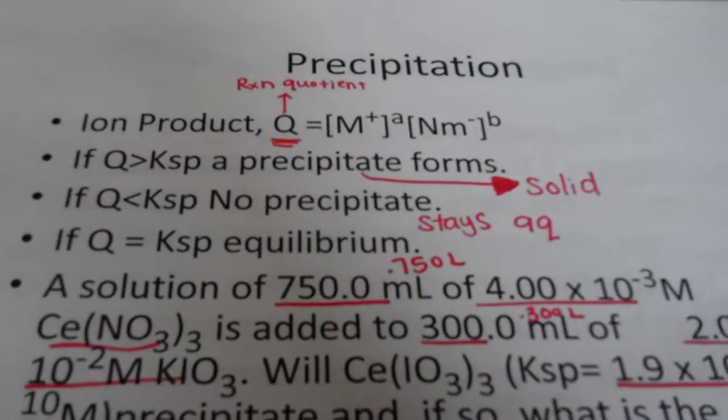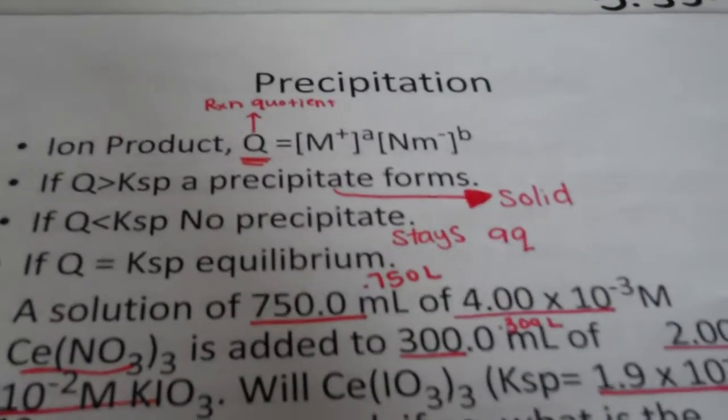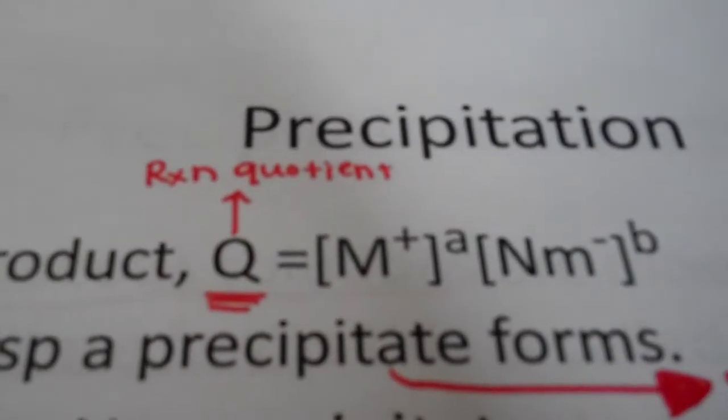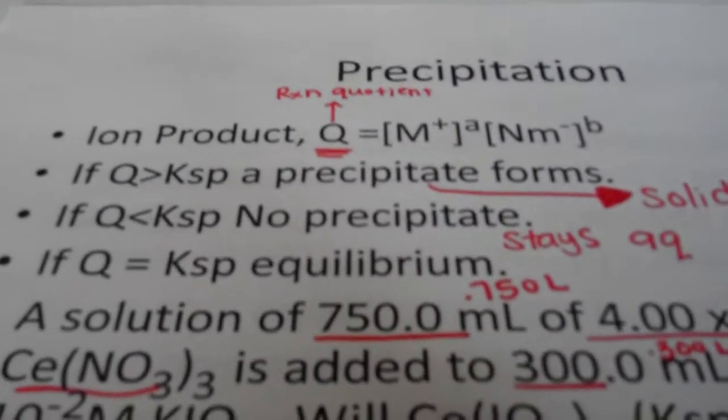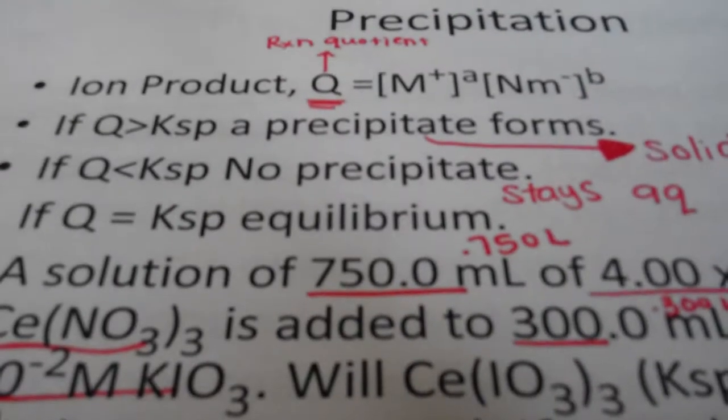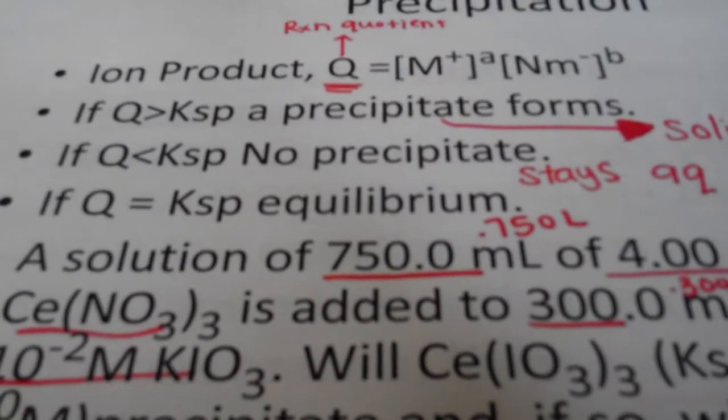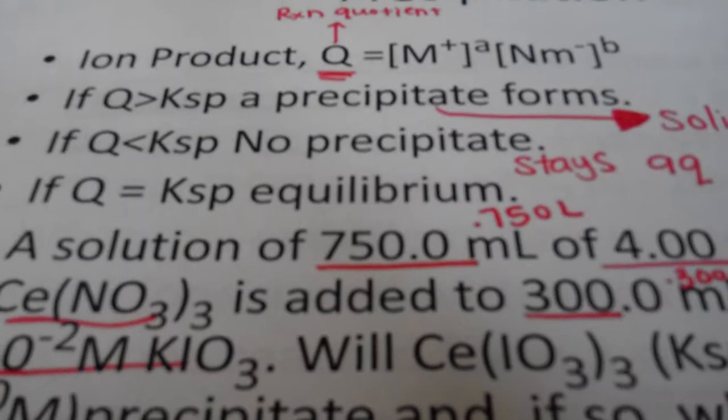All right, we are now going to begin a precipitation problem. In a precipitation, we're going to use the reaction quotient again. Rxn stands for reaction. And we're going to be able to use this to compare to the Ksp to determine if a precipitate, which is simply a solid, will form, or if no precipitate will form, or if they will just stay in equilibrium, meaning they'll just go back and forth, so no precipitate will happen.